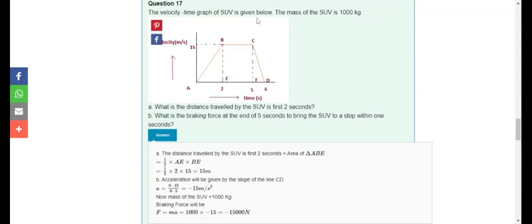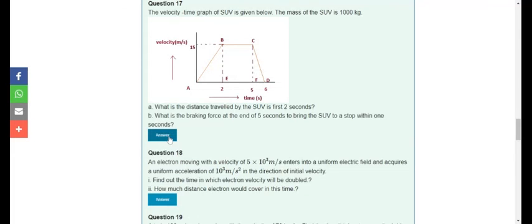In the last 1 second, the SUV goes from 15 meter per second to rest, that is 0. So acceleration is 0 minus 15 divided by the change in time, 6 minus 5. So finally the acceleration we get is minus 15 meter per second square. So the force will be 1000 into minus 15, that comes equal to minus 15,000 Newton. The force is opposite to the direction of motion. That is why the object is coming to a rest and the answer comes in negative. I hope it is clear to everyone.